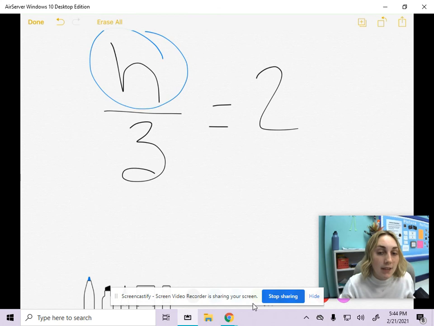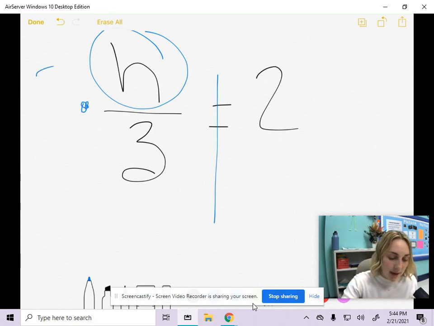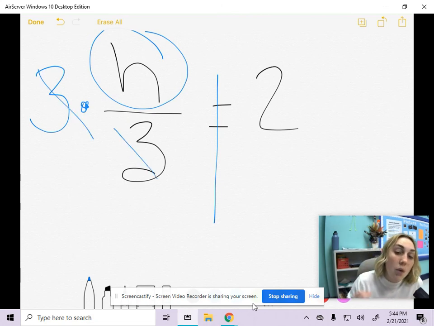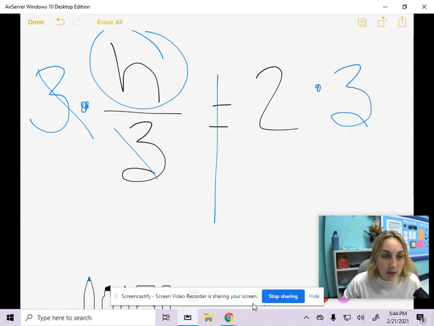And to get h by itself, we need to get rid of that divided by 3 on that side of the equal sign. Okay? So to get rid of that h being divided by 3, I can actually multiply it by 3, and I can cancel those out. But again, if I do it on one side of the equal sign, I have to do it on the other side of the equal sign as well.